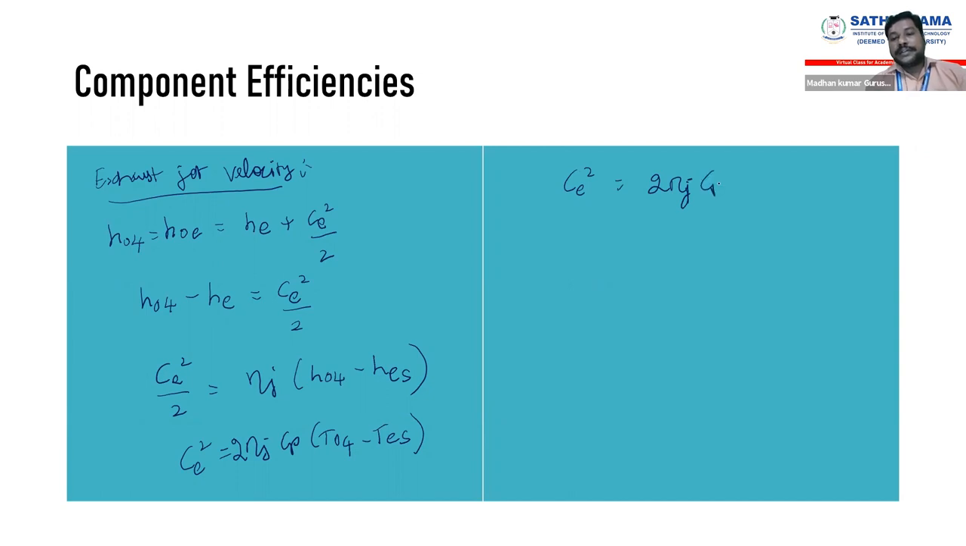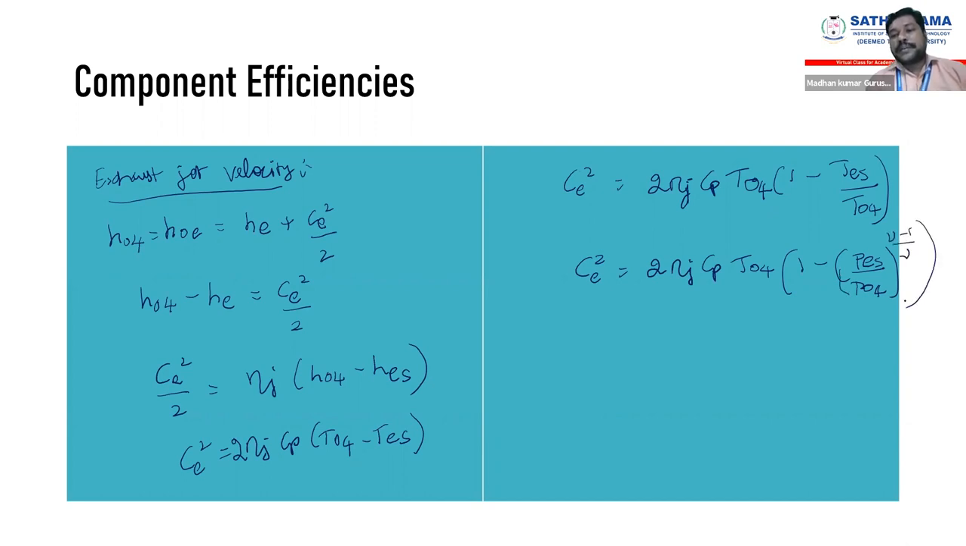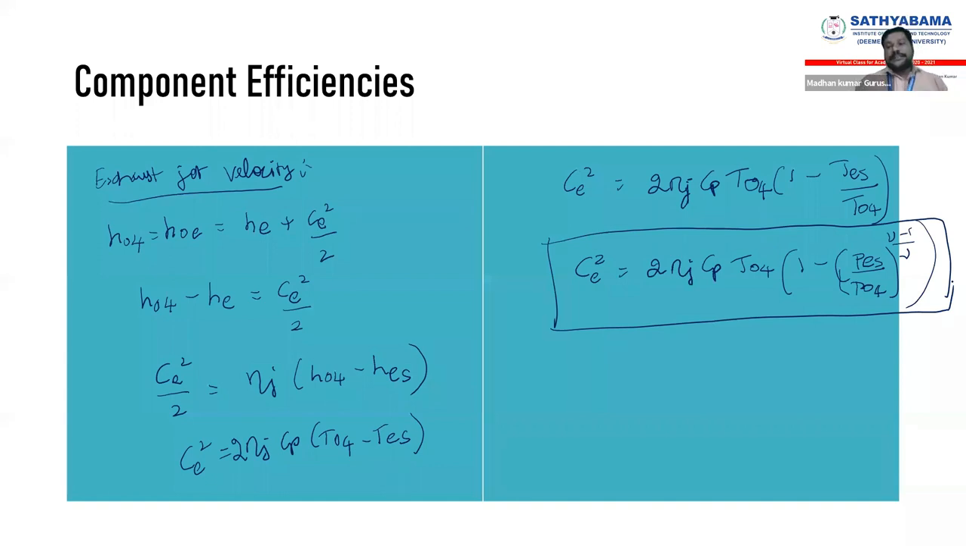And then CE square is equal to 2 eta J Cp times, right? Now you take, okay, you get 1 minus TES by T04. So finally what we get, CE square is equal to 2 eta J Cp T04 times 1 minus (PE by P04, that is PES by P04) all to the power of (gamma minus 1) divided by gamma. So this is the formula for determining the exhaust jet velocity, right? In order to write the formula for velocity, you can take the square root on the right side, right? So this is the formula for exit jet velocity in terms of the exhaust nozzle efficiency, right?